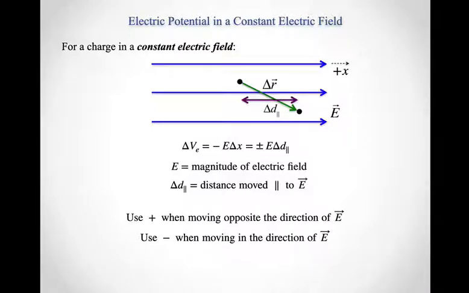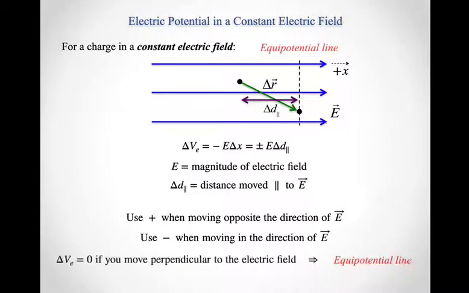So if we change where our second point is, so we start here, and instead of moving just straight along the field to the right, we move to the right and down. Again, notice the "and down" part I don't care about, so I still have that same delta D parallel distance that tells me how much I moved with the electric field in this situation.